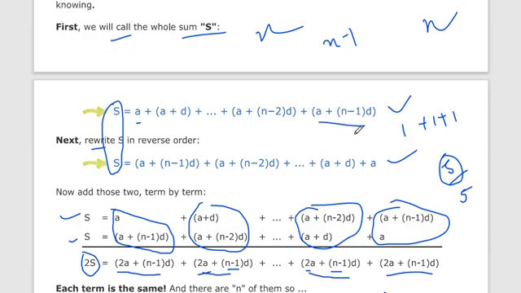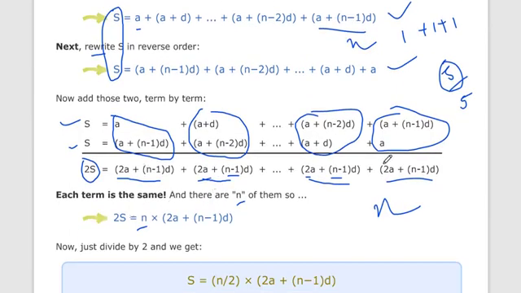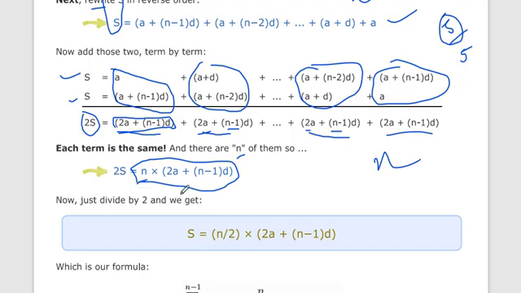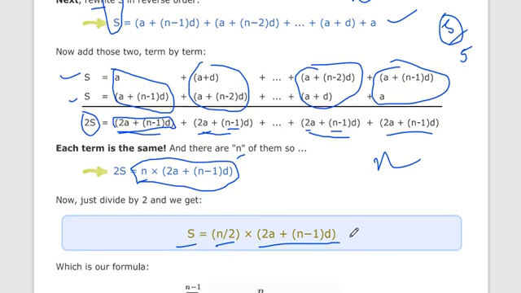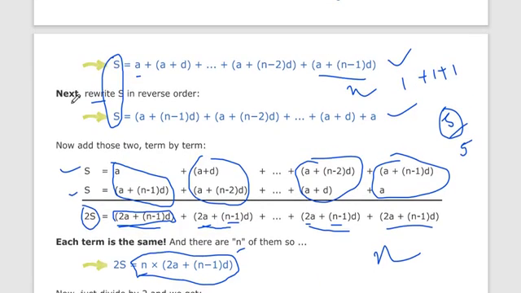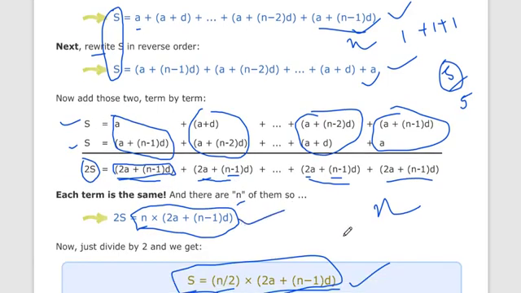Here we have n terms, n number of times this 2a plus (n minus 1)d. So in short it becomes n into (2a plus (n minus 1)d). Now we divide by 2, so we get S equal to n by 2 into (2a plus (n minus 1)d). Simple. So in the exam, if you forget this formula, you can get the answer with the help of this 2S calculation.